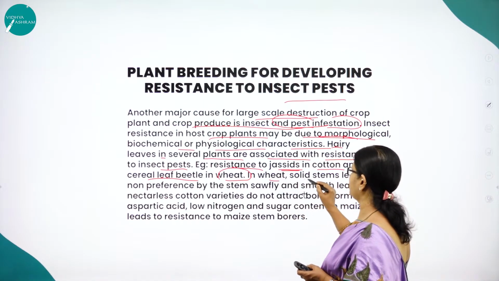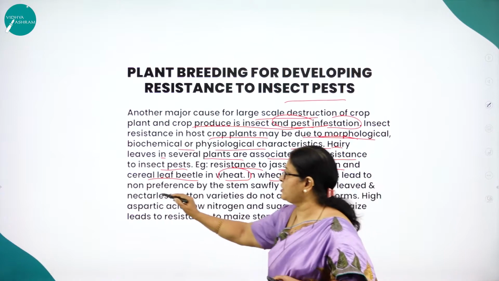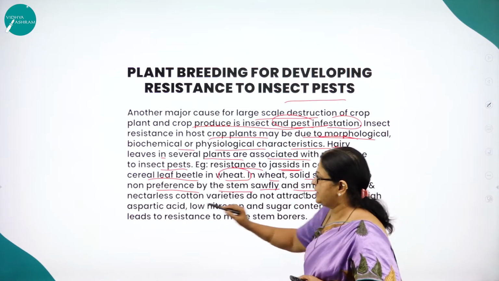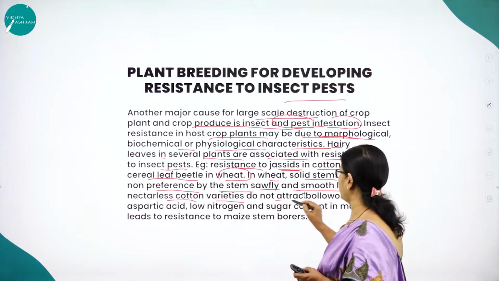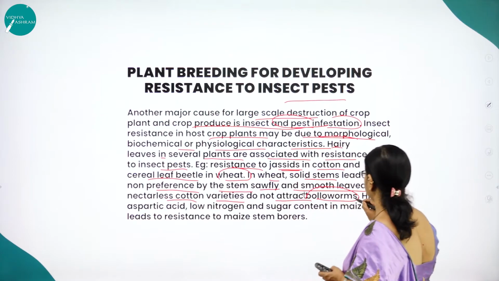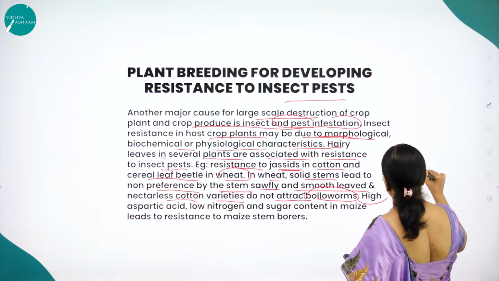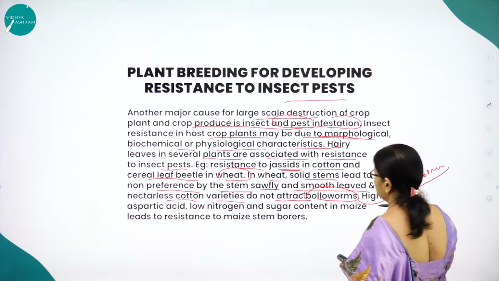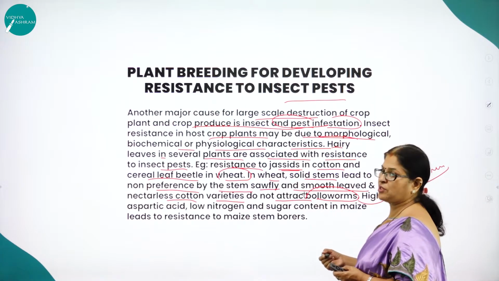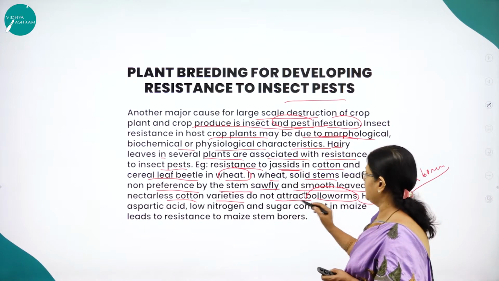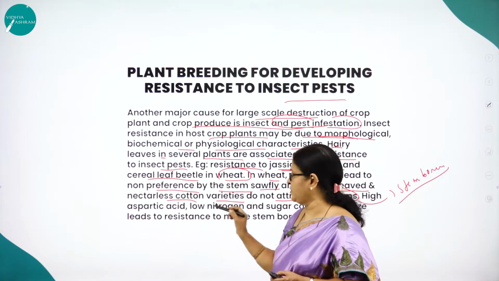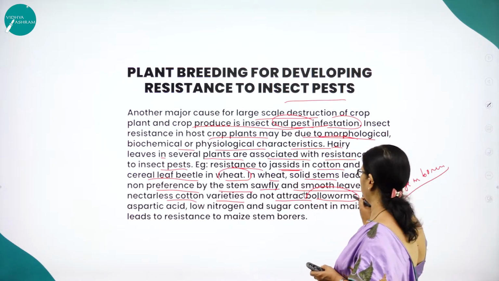And in wheat, solid stems lead to non-preference by the stem sawfly, and smooth-leaved and nectarless cotton varieties do not attract bollworms. You might have come across the stem borers. The stem borers go deep into the stem and suck all the nutrients of the stem and cause damage. So particularly there are smooth-leaved and nectarless cotton varieties which do not attract the bollworms.